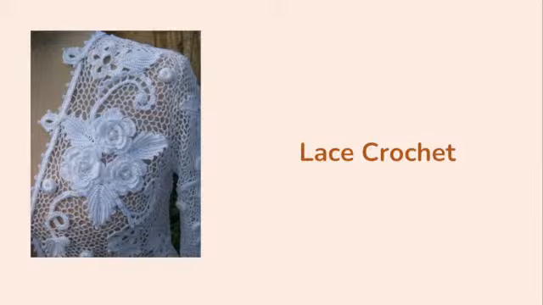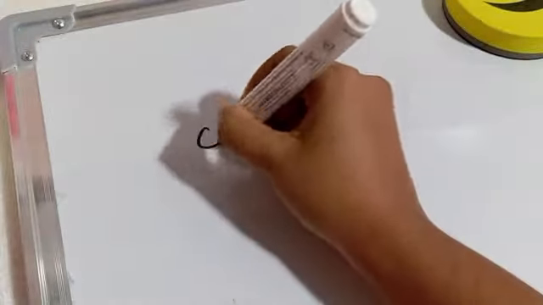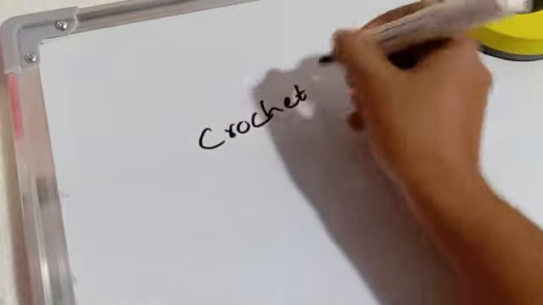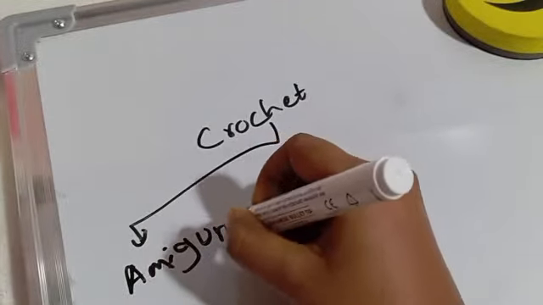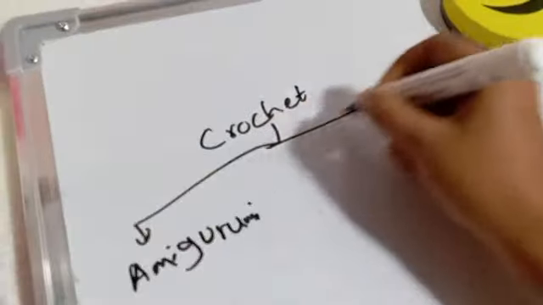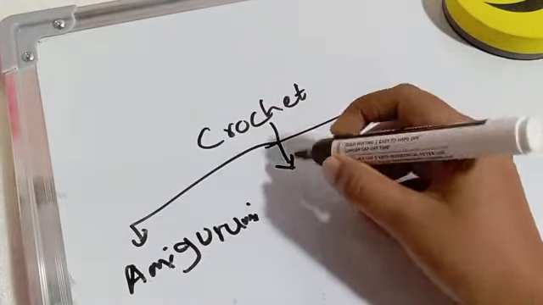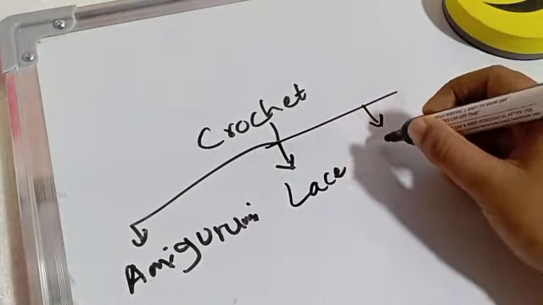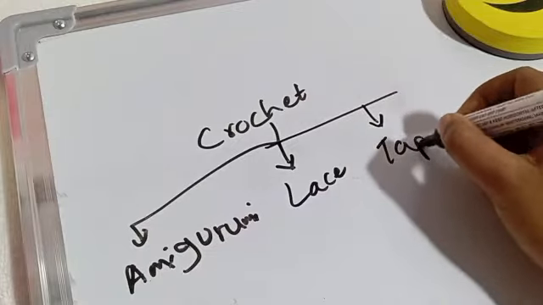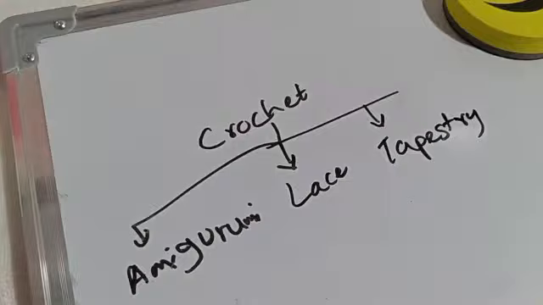There are sub-streams of crochet. One is amigurumi, and there are many others: lace crochet, then tapestry crochet. I'll show you what is tapestry crochet.